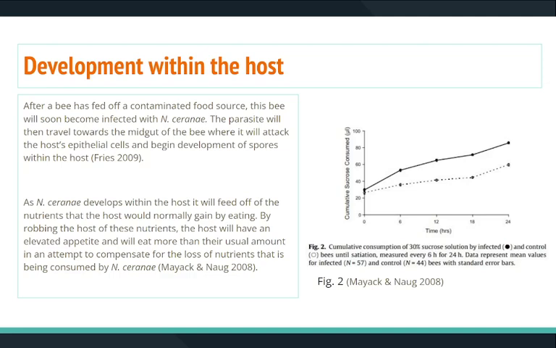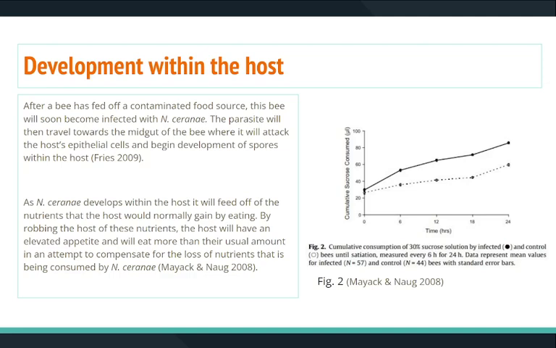As Nosema ceranae develops within the host, it will feed off of the nutrients that the host would normally gain by eating. By robbing the host of these nutrients, the host will have an elevated appetite and will eat more than their usual amount in an attempt to compensate for the loss of nutrients that is being consumed by Nosema ceranae.